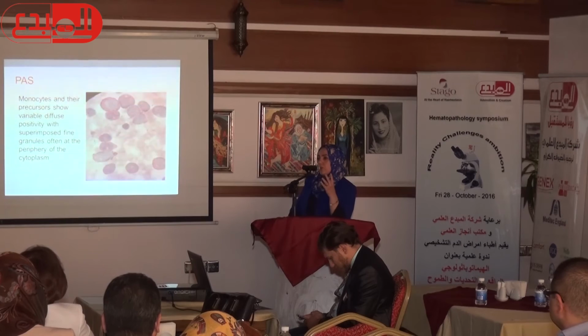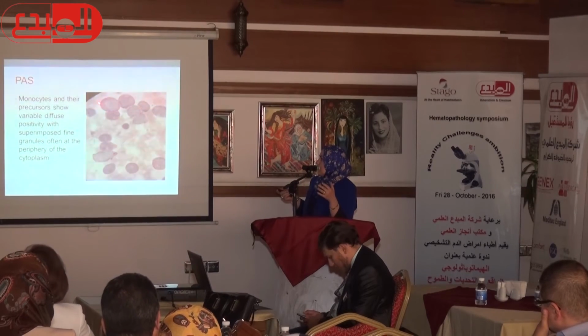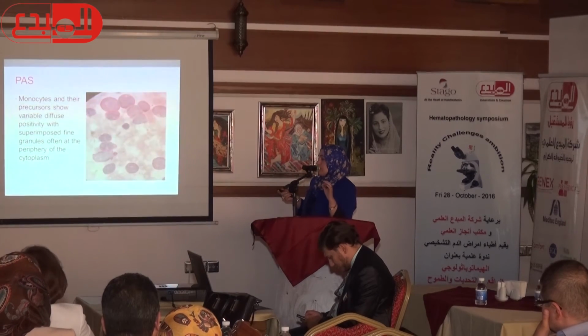We have only Sudan black and PAS in our work. So we learn ourselves how to get benefit from these two stains to diagnose leukemia, even M4 and M5. So we found these are very clear. Here, there is a diffuse background positivity. There is a pink background of the cytoplasm with superimposed fine granules. This picture is seen in monocytes. So by this we can say that it is monocyte differentiation, it is M5.